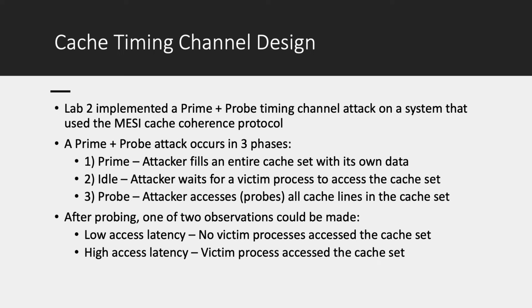During the probing, one of 2 observations can be made for each cache line. The attacker could notice a low access latency. This would mean that none of the attacker's data was evicted and the victim did not place its data in the set at all. On the other hand, if a high access latency is observed for one of the cache lines, then it could be determined that the victim placed its own data there.